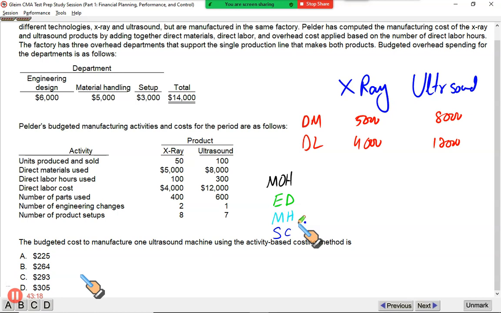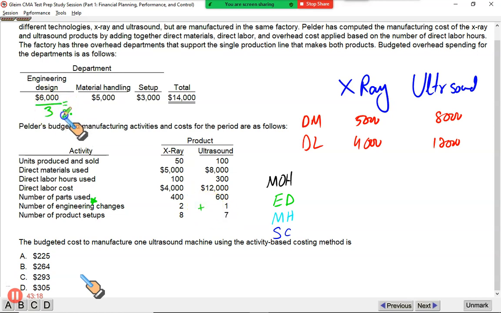Now look at this. The size of our engineering design is $6,000. The cost pool has $6,000 size. We need to establish the level of activity. Look at this. There are 3 possible options: number of parts, number of engineering changes, and number of setups. There is no doubt, clearly correlates, engineering design is driven by the number of engineering changes. So we are expecting 2 changes for X-rays and 1 for ultrasound. So total 3 changes. So it's going to be 6,000 upon 3.